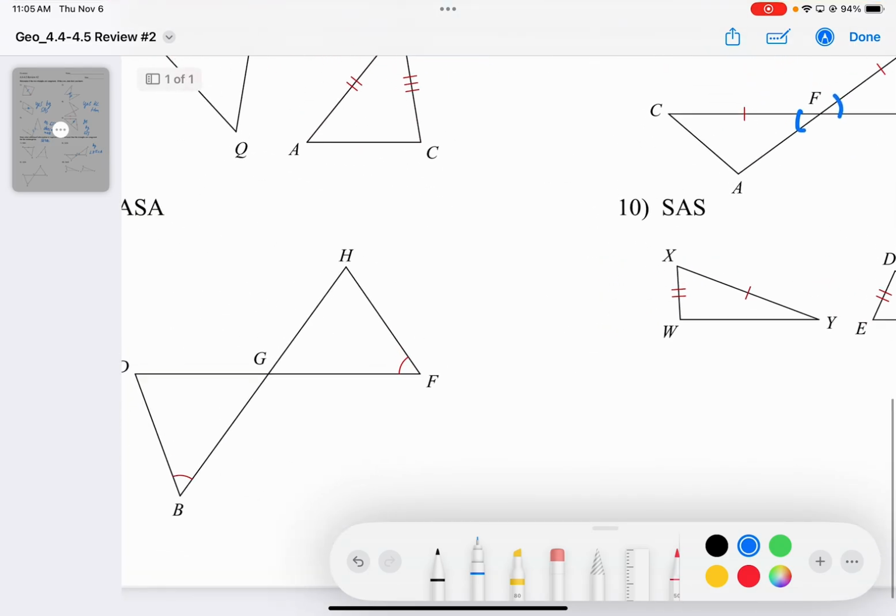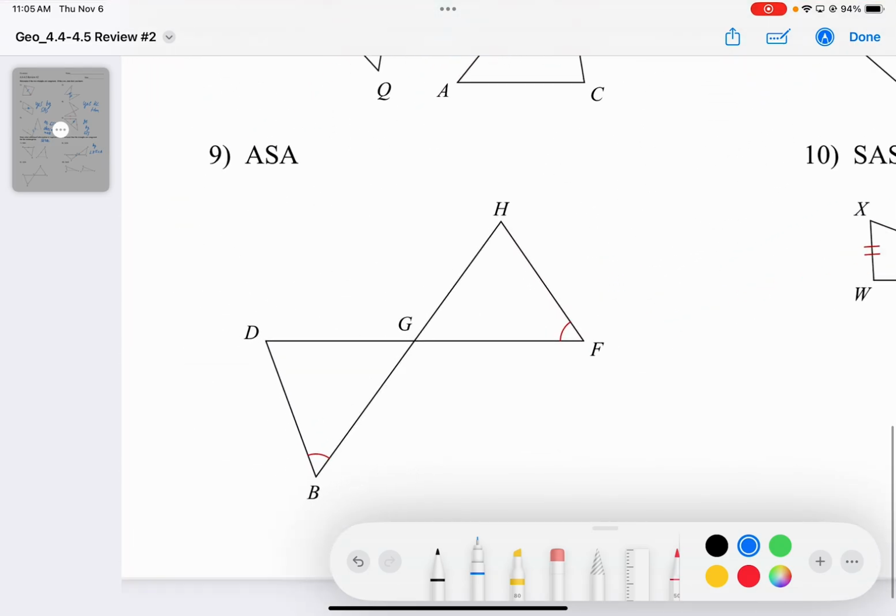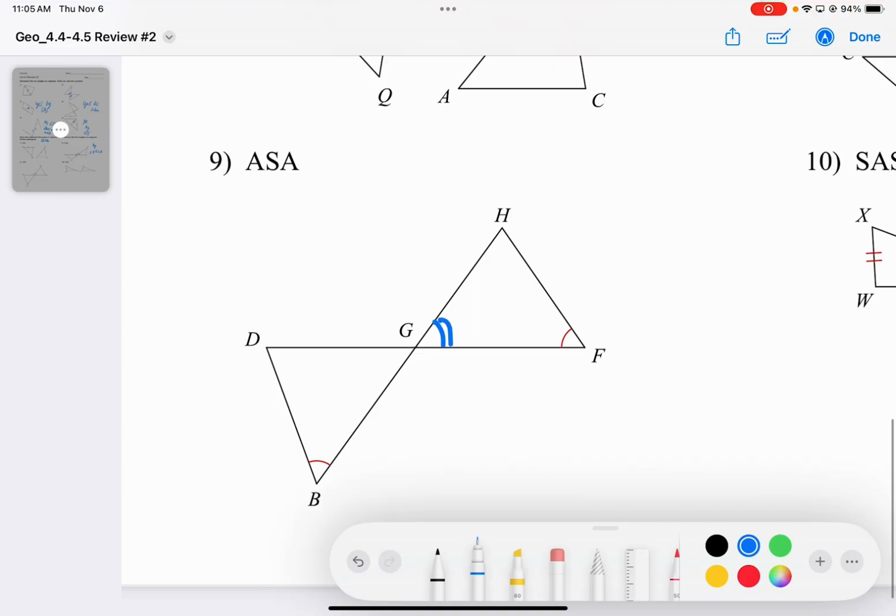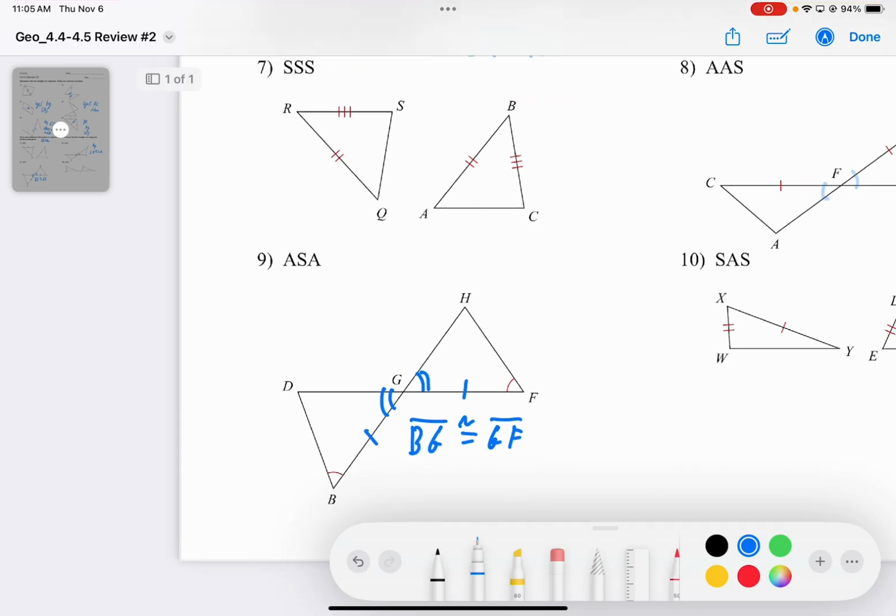All right, what about 9? Angle side angle is what we want. I can assume these because vertical angles. So what would be the last piece of information I would need to know? Now Braden's getting it. BG is congruent to GH. I need the side that's, no, not GH. GF, because that's the other side that I know. So BG and GF.